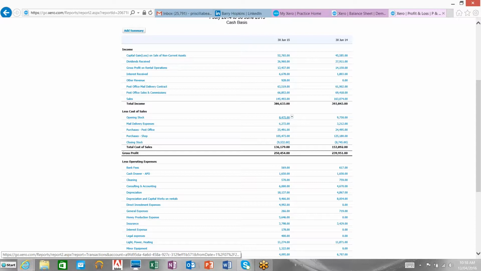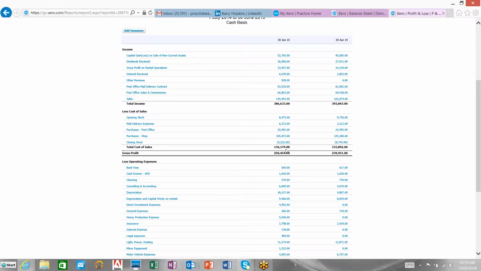So now, opening stock is the figure from the closing stock last year. So that's how it works. And now we make purchases against the stock, and then we end up with a closing stock. Closing stock is a credit. So that's how a trading account works: plus, plus, plus, plus, minus.